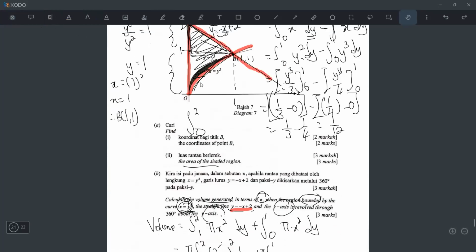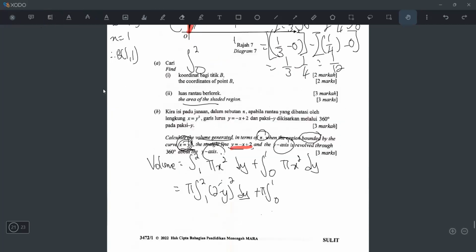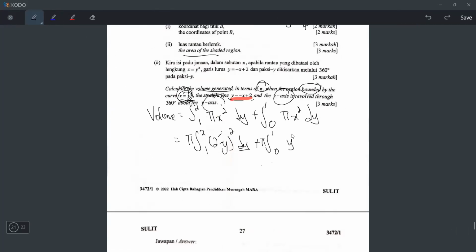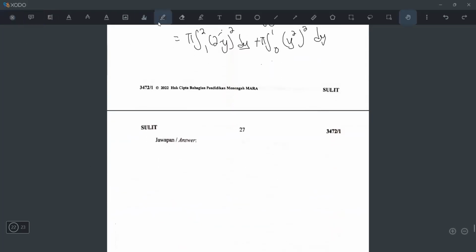So from 1 to 0, the curve equation is y squared. So x equals y squared. So I don't have to square it out, it's just y squared. But since this is x power 2, it means I have to power 2 again like this, right? So I don't think I need to look at the diagram anymore. I'll just do this, then I'll get the answer.